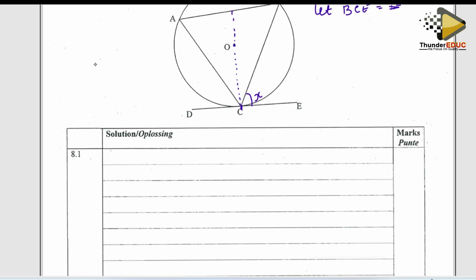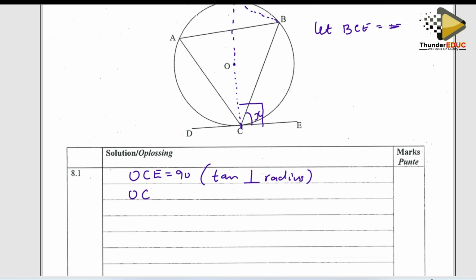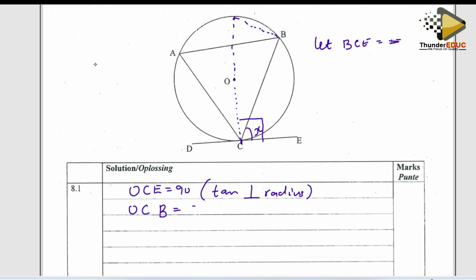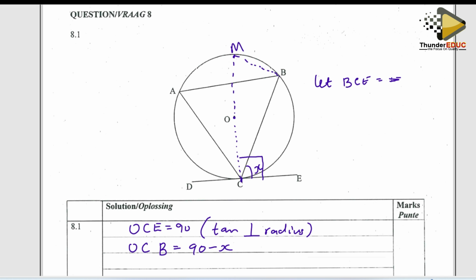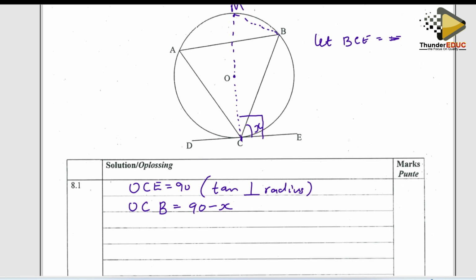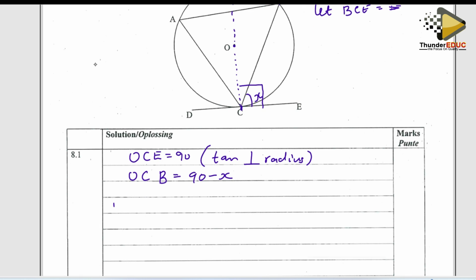Then we know that OCE is 90. Reason: tangent perpendicular to radius. Okay, so the whole of this is 90. So what is the size of OCB? That's going to be 90 minus X, because these two are complementary. Then if that is true, let me call this A. It's fine. We can say that MEC is going to be 90. Angle in semicircle.